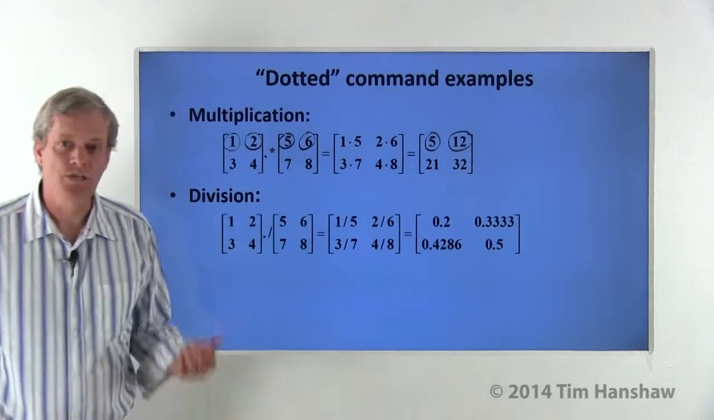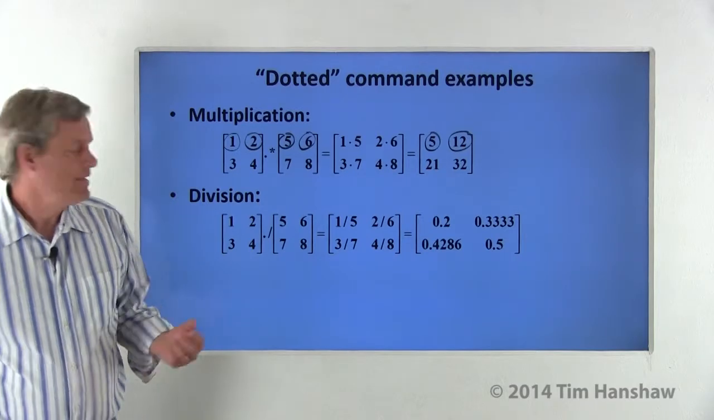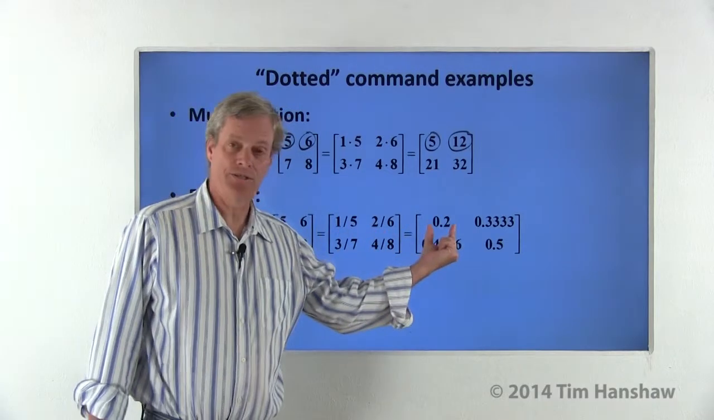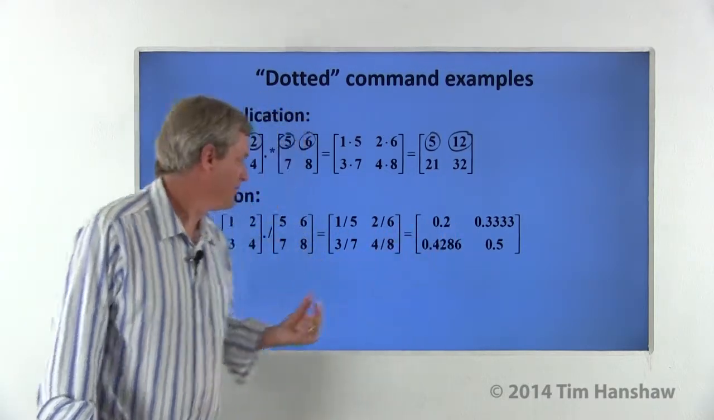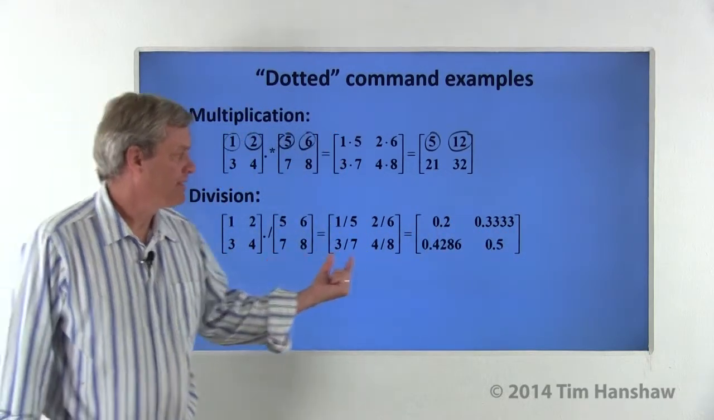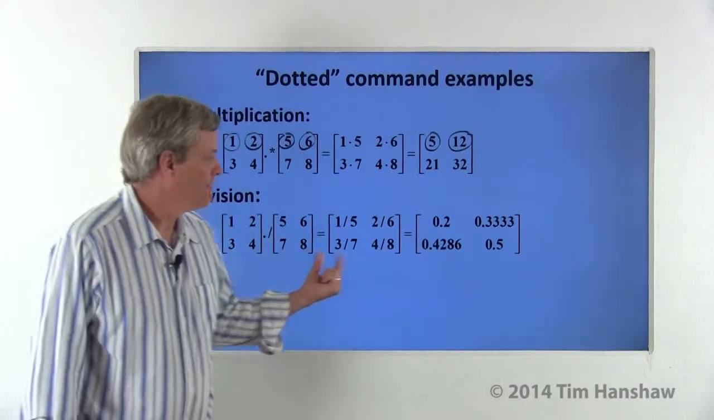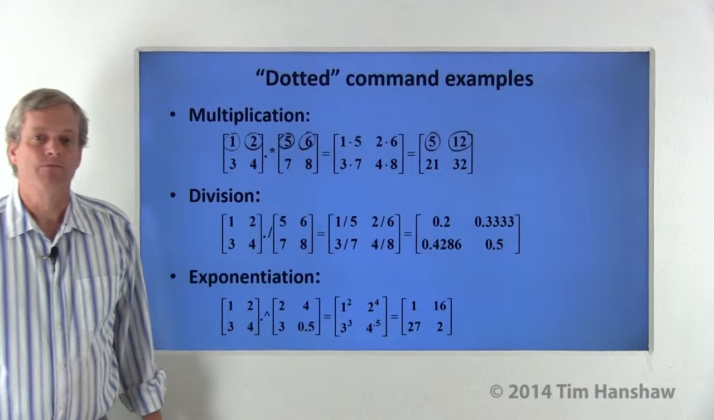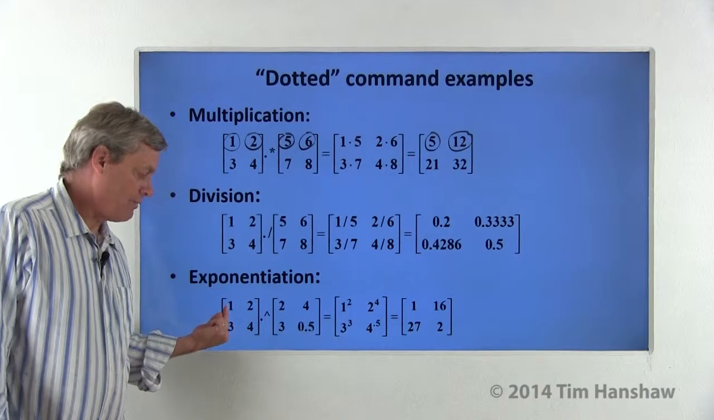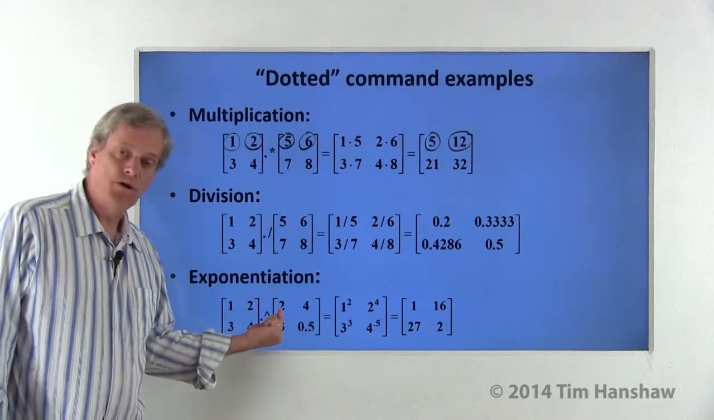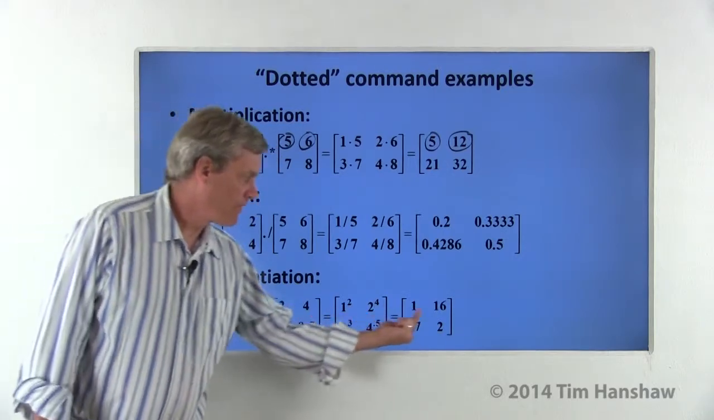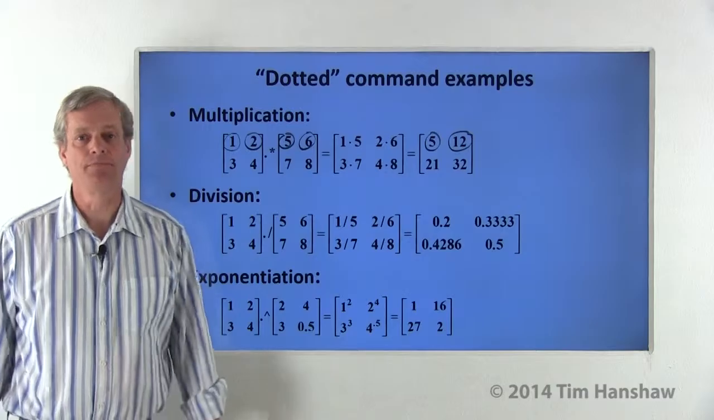Dividing two arrays using dot slash is pretty much the same idea. The element in the first row and the first column is divided by the element in the first row and the first column, and that result is put in the first row and the first column of the output. Likewise, 2 divided by 6 is 0.3333, 3 divided by 7 is this, and 4 divided by 8 is 1/2. Finally, exponentiation is the same kind of idea. I raise the element in this matrix using dot times to the corresponding power in this matrix. 1 squared is 1, 2 to the 4th is 16, and so on and so forth.